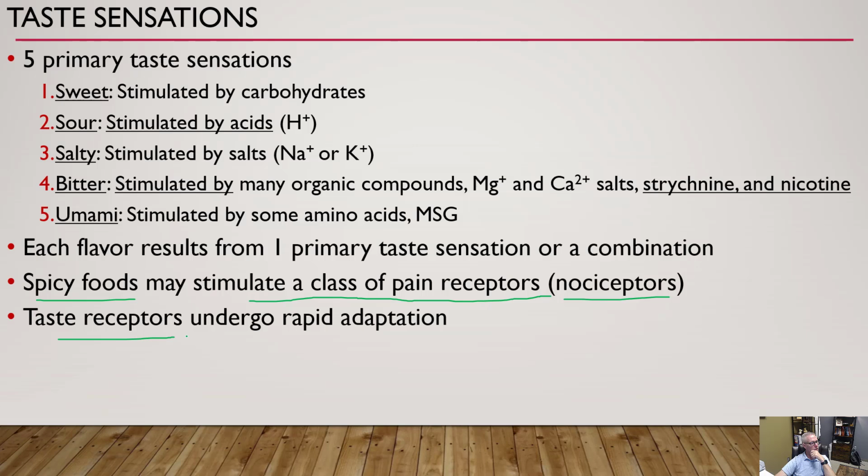So your taste receptors undergo rapid adaptation. For those of you who like spicy foods, as you eat spicy foods over and over, you become accustomed to eating spicy foods.